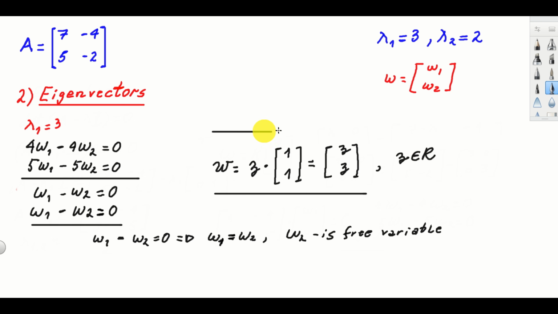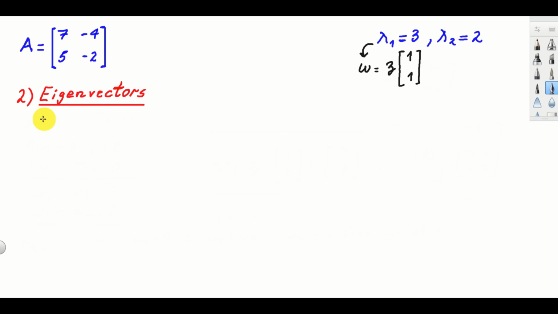So from here we see that we have an infinite number of eigenvectors. They're actually represented by this vector that's simply scaled. That is, this is a vector that makes 45 degrees with the horizontal axis, and that can be simply shifted along that action line, and that's it.